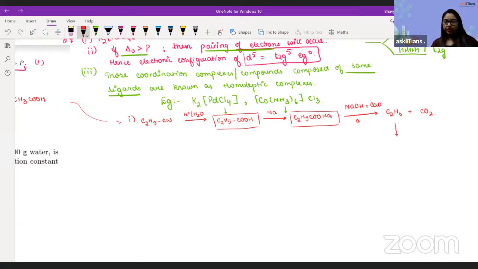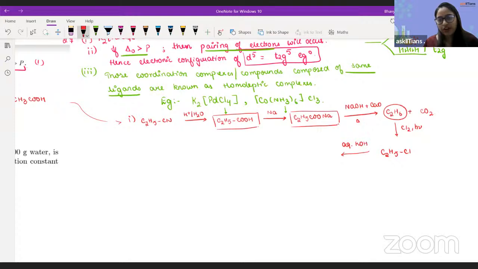Oh, it's a very long process. I can see that. Okay, then the next thing that I'm going to do is treat it with chlorine in the presence of light. So this will give me C2H5Cl. One of the hydrogens is replaced with this.